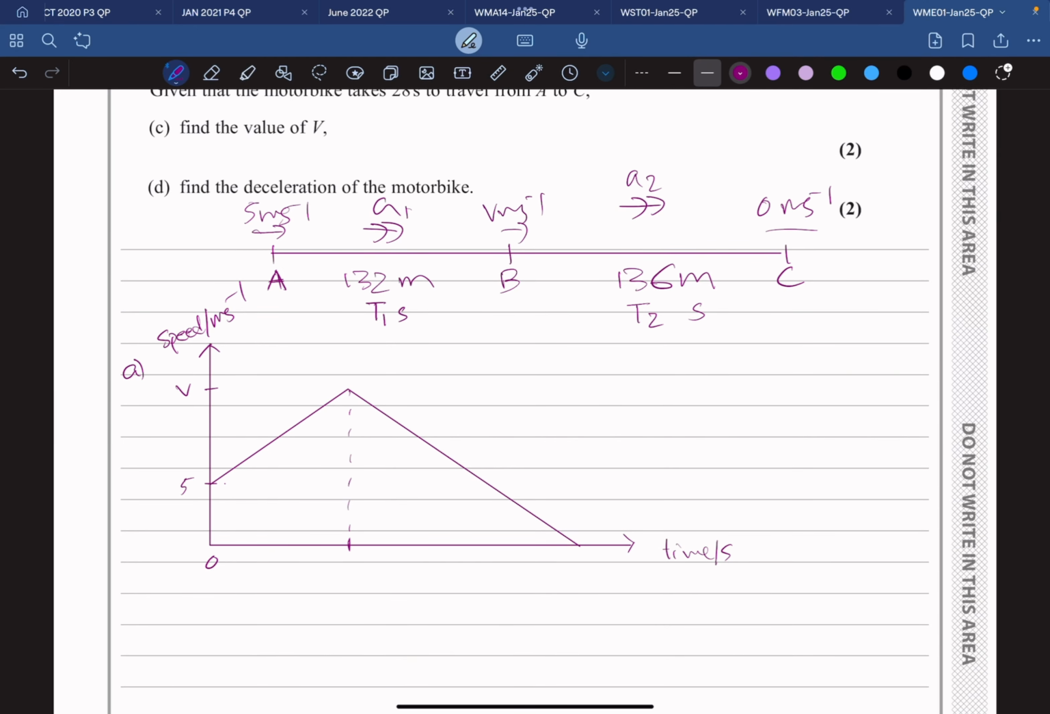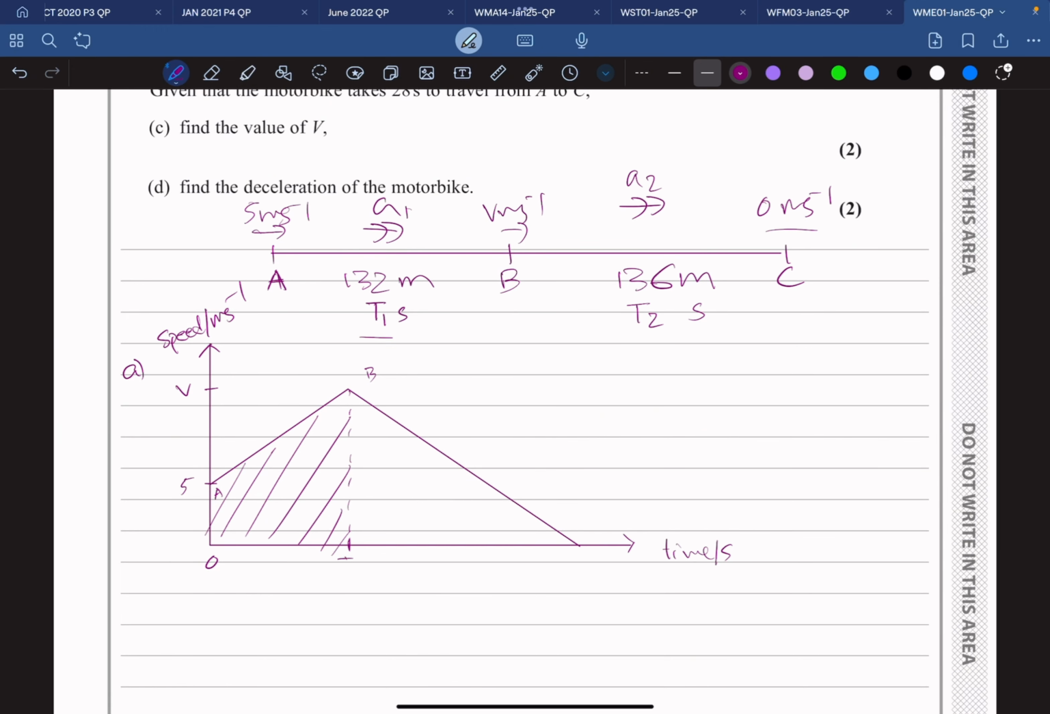Now what about the time? Well, from 5 to V, it takes us T1 seconds from A to B essentially. So this is A and this is where we reach B. All of this distance traveled right here is the distance traveled to go from A to B. That is 132 meters. And we know that the area under the speed time graph is distance. Very simple. If you still don't know this, go and revise the topics and come back to this video.